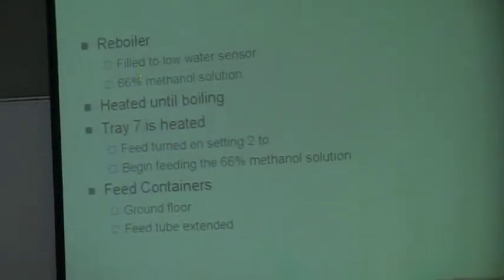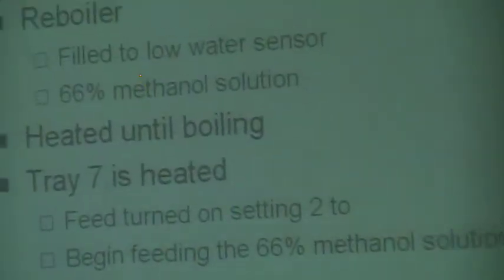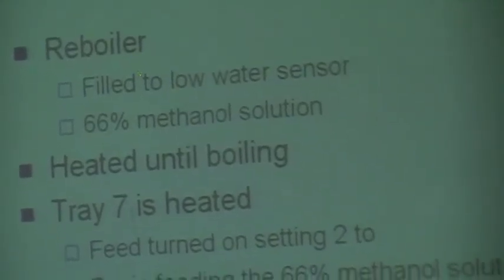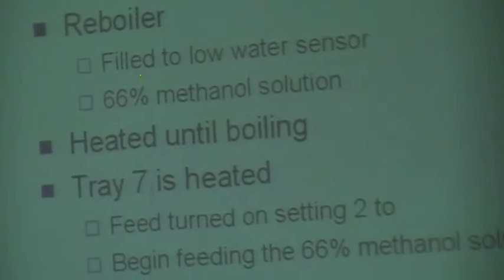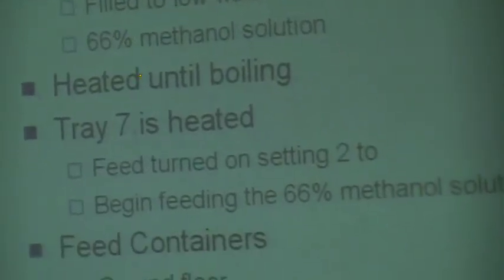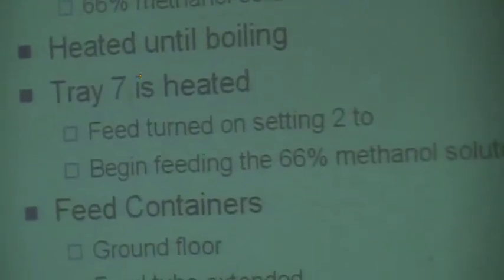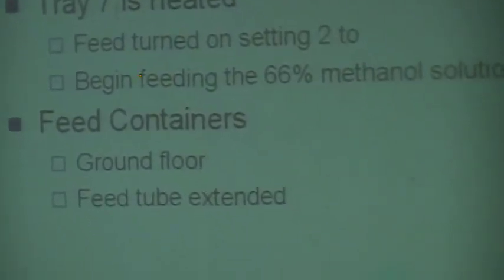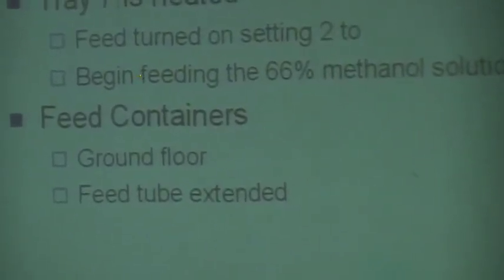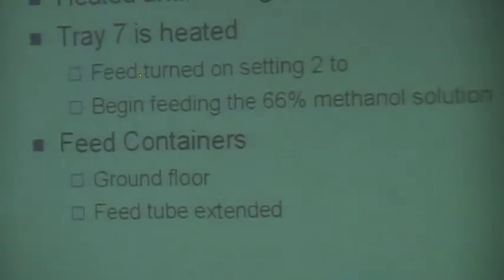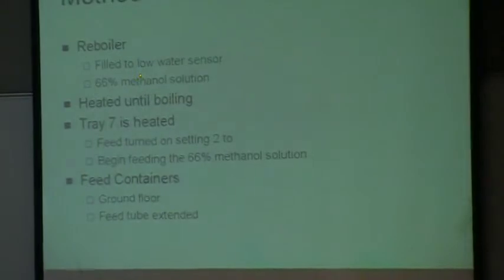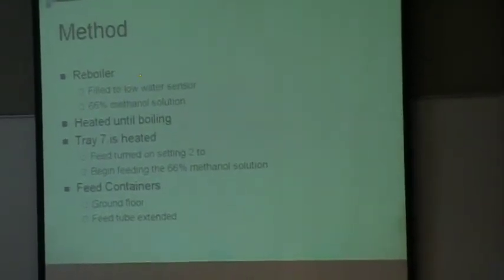For our reboiler, this is just how we are actually going to operate the column. The reboiler needs to be filled to the low water sensor with the 66% methanol solution. And then once that is heated to boiling and heats up from tray 12 to tray 7, we will turn on the feed setting to 2, so that the 66% methanol will begin actually feeding into the column.